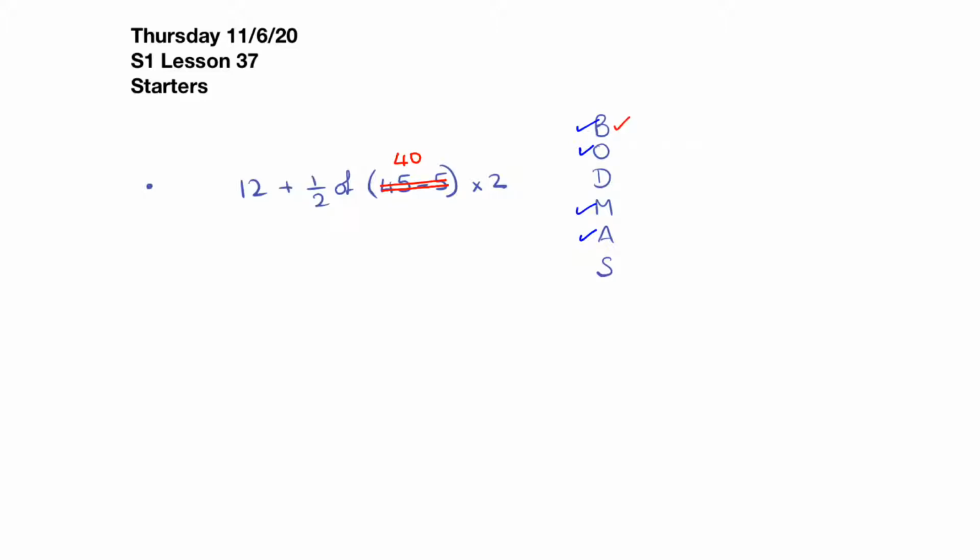So the of bit comes next. So we've got a half of 40, okay? So we've still got a 12. A half of 40 is 20. And we've still got our times 2. So we've dealt with the of.